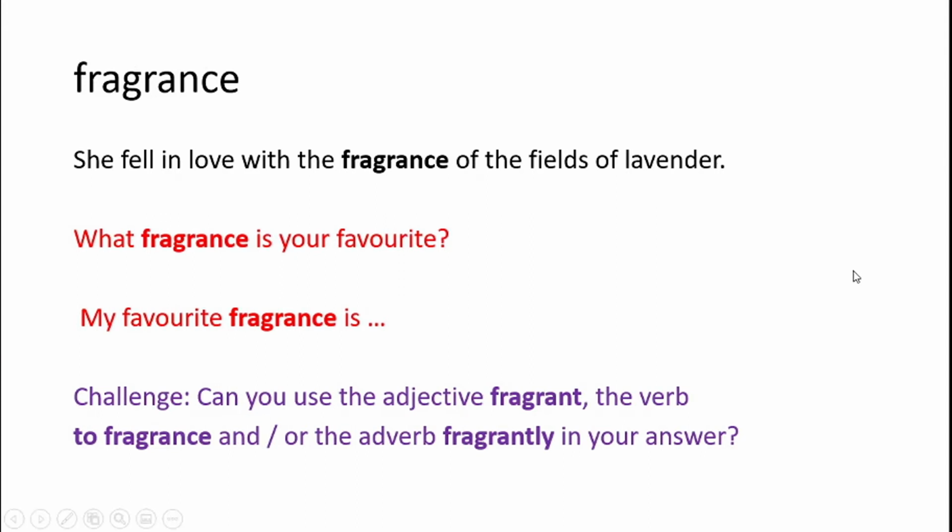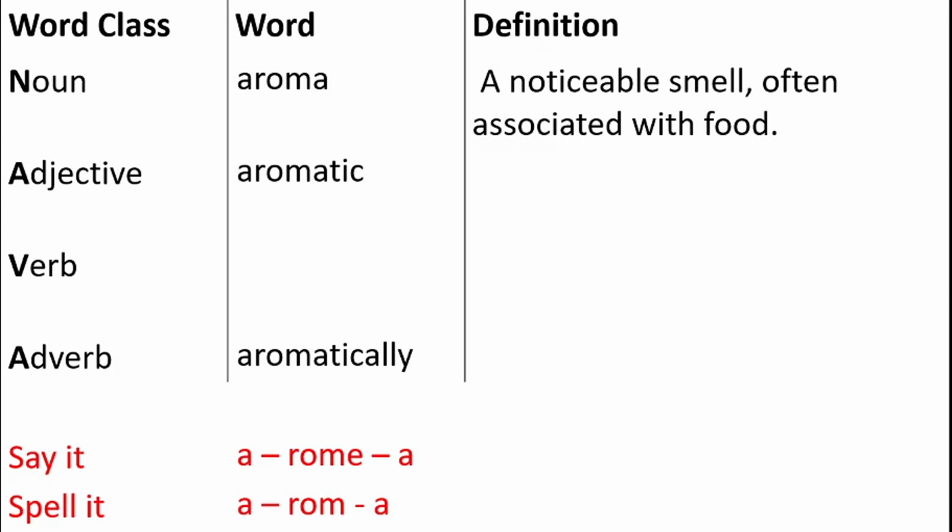Okay, year 7, we'll move on to the next one. So our next word is aroma. So I suggest you say it back to me. Aroma. Or we have the adjective aromatic or the adverb aromatically. And an aroma is a noticeable smell often associated with food.